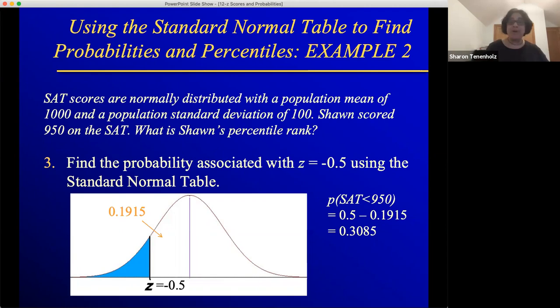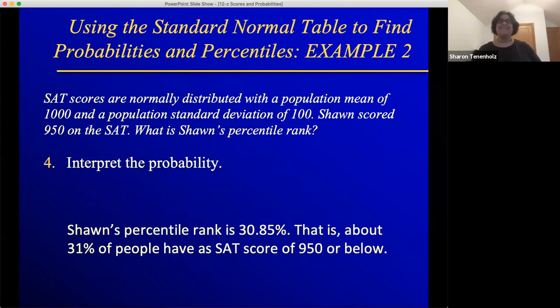So to interpret this information, what we can see is that Sean's percentile rank is 30.85%. That is, about 31% of people have an SAT score of 950 or below, less than half, because he does have that negative Z-score.